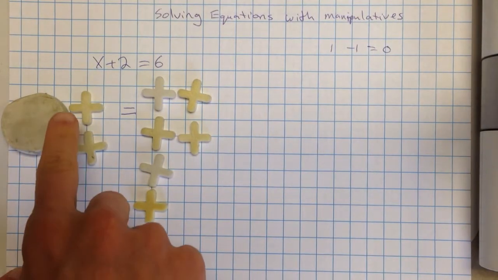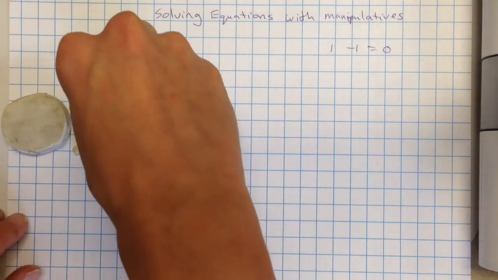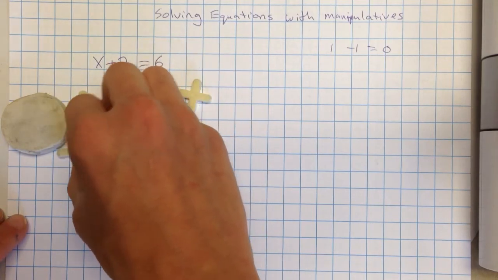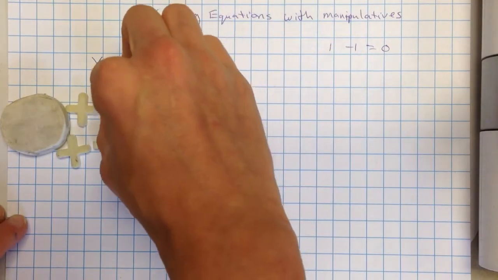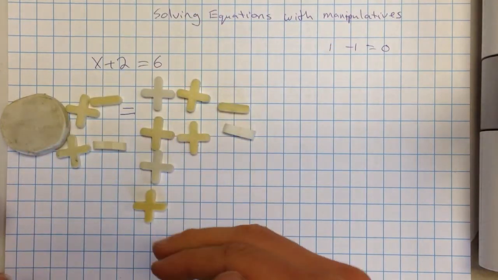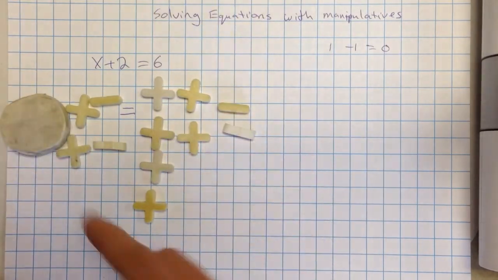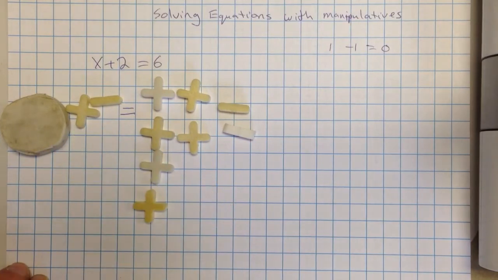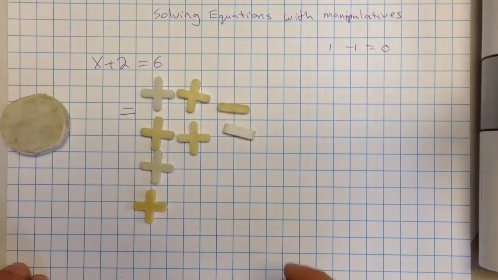So I want to get rid of these two pluses. What I'm going to do is add 2 negatives to the left side, and I'm also going to add 2 negatives to the right side, because if I do something on one side of an equation, I have to do something on the other or else it's not balanced. So I added 2 to each side. Now I have this plus that, which equals 0, so I can take that away. I have this plus that, which equals 0, so I can take that away.